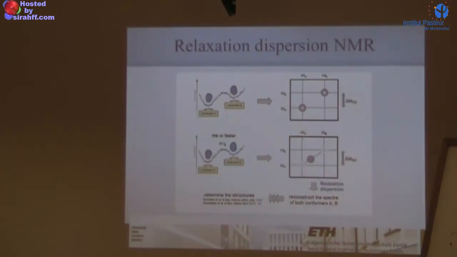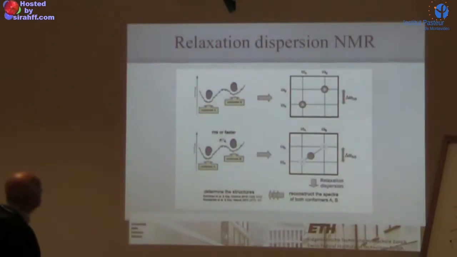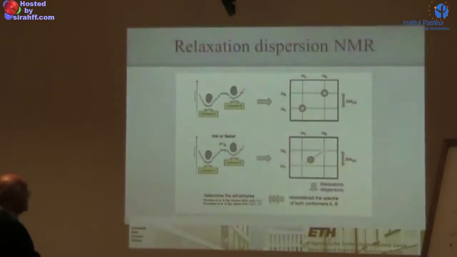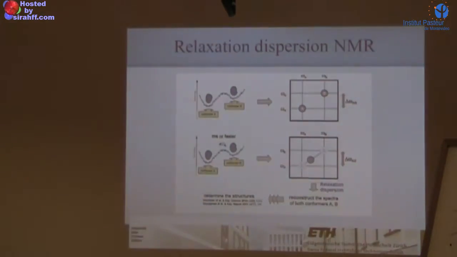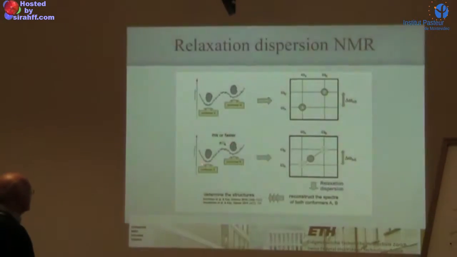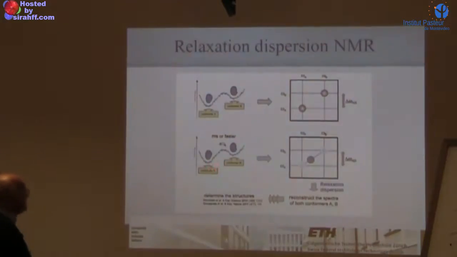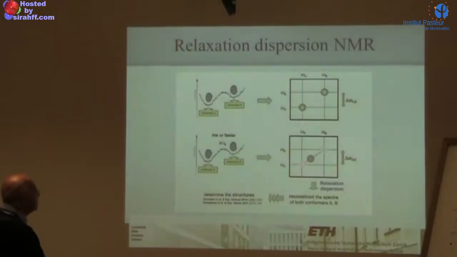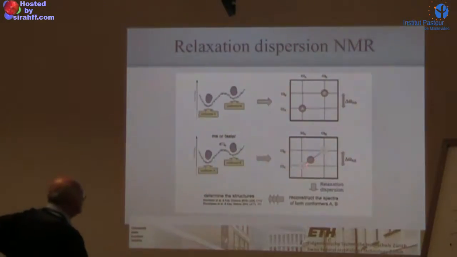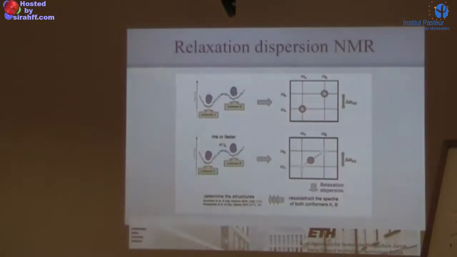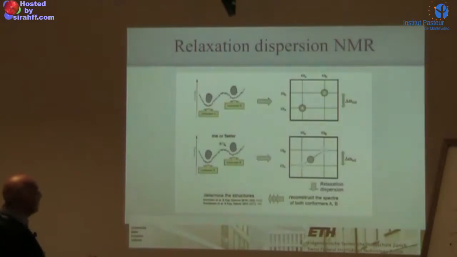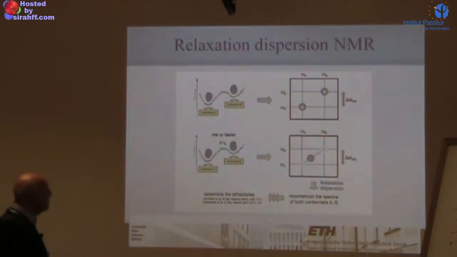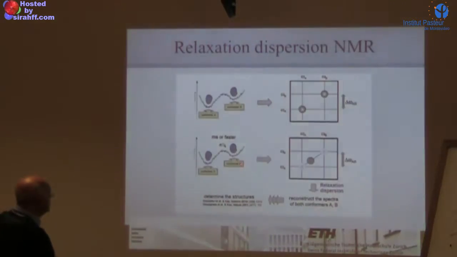If, however, we are in a regime in which the conversion between one state and the other is on the order of milliseconds or faster, the NMR doesn't have the resolution to see the individual contributions; it will see an average. And it's very difficult from this average information to reconstruct the structure of the conformers.